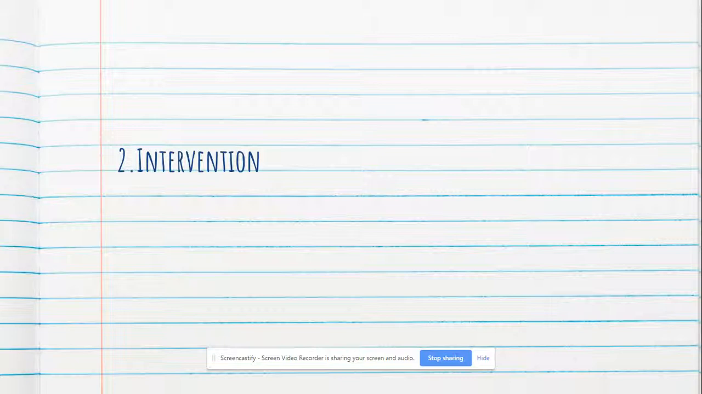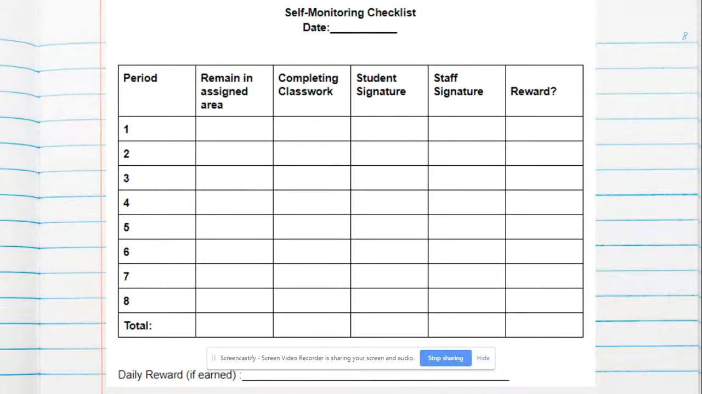Based on data I collected, I created an intervention to address his on-task behavior and work completion. The intervention I created for JD is a self-monitoring checklist. JD will use a self-monitoring checklist where he will check his behavior at the end of each class. The teacher will briefly meet with JD to discuss honesty towards his ratings.